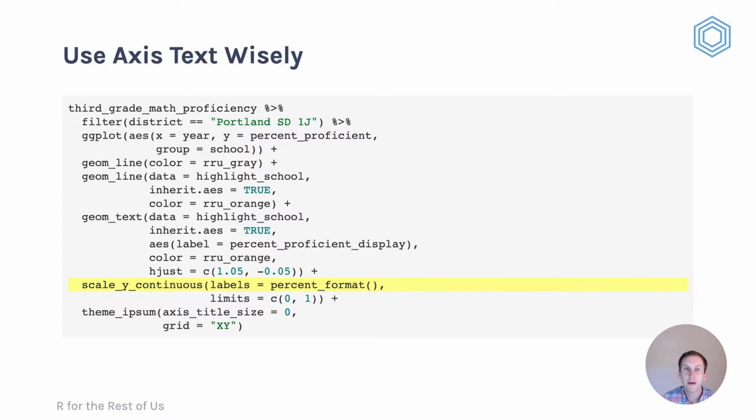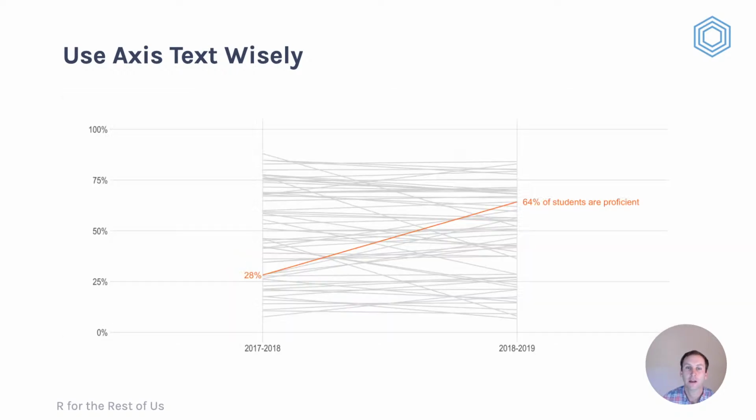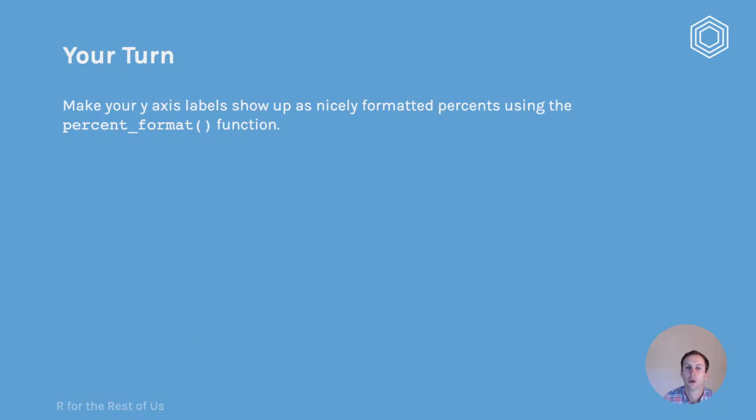All right, so flipping back to our slides, you can see I have highlighted the line where I've added the formatting. And this is what we end up with: nice axis text labels. So for your turn, I want you to make your y-axis labels show up as nicely formatted percents using the percent format function.